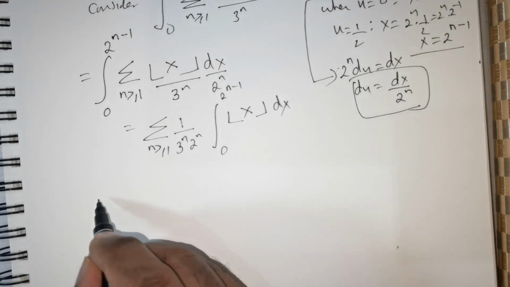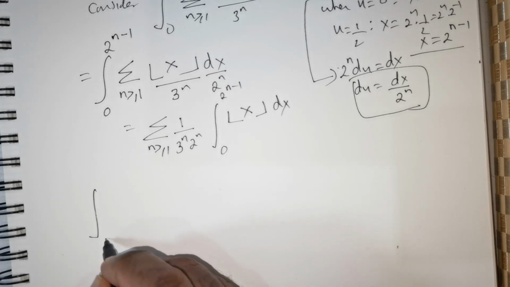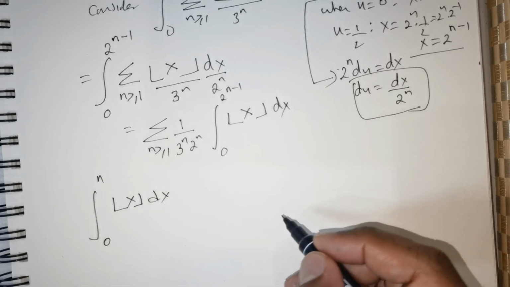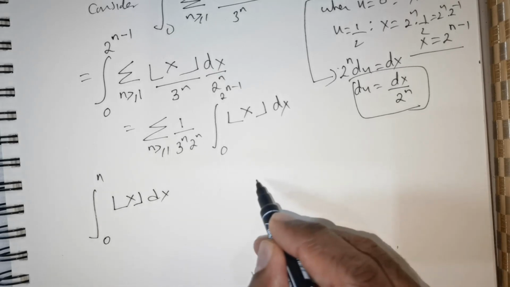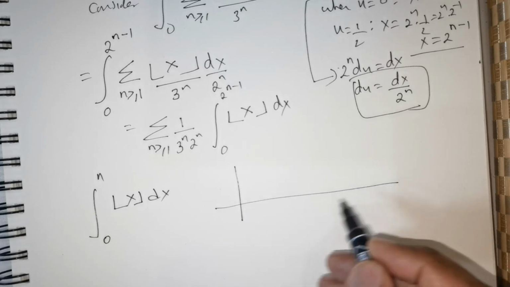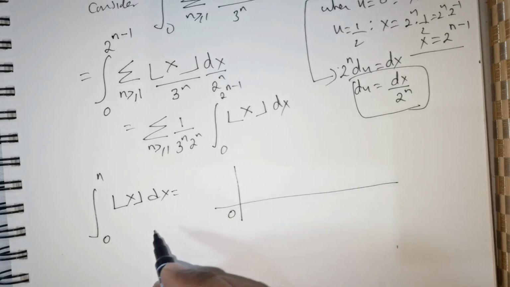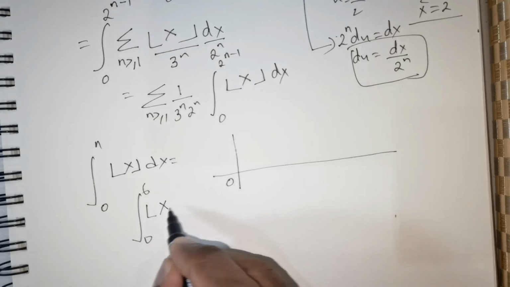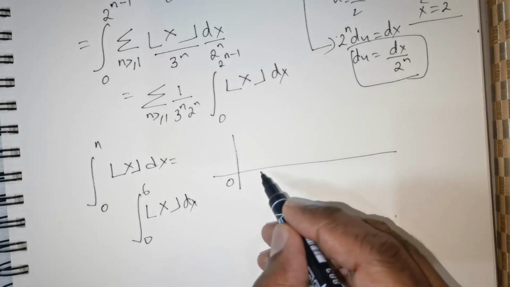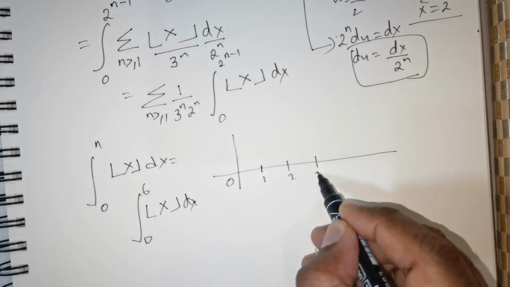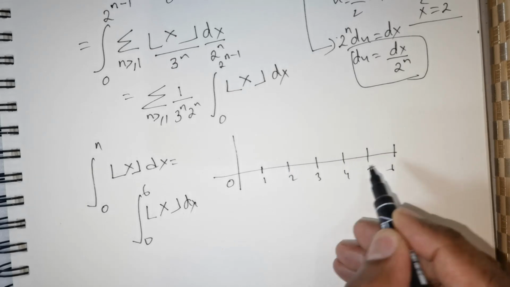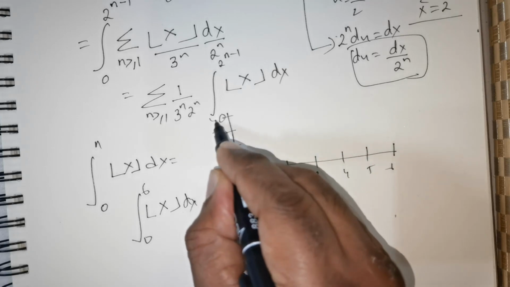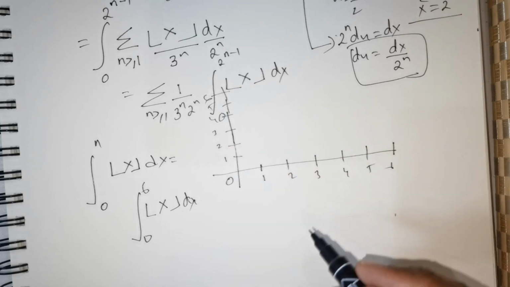This is an important step you need to know. Suppose you have a floor function from 0 to n, you are expected to integrate this. Say, for example, we are considering the integration from 0 to 6, floor of x times dx. Now, I am plotting the points. This is 1, this is 2, this is 3, 4, 5 and 6. Let me extend here. This is 1, 2, 3, 4, 5 and 6.